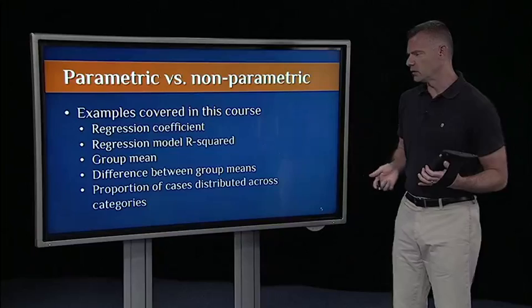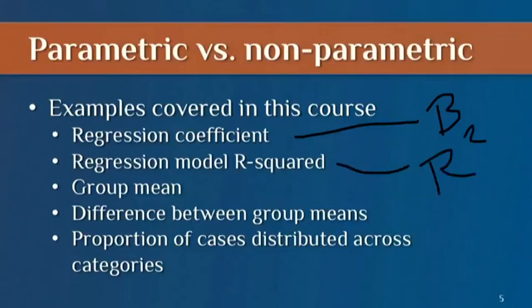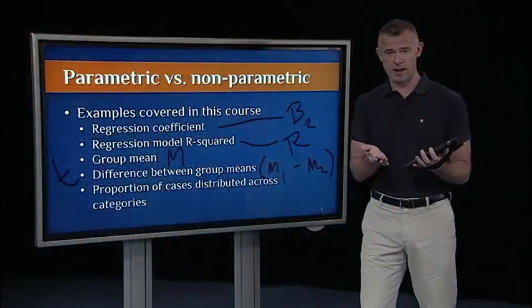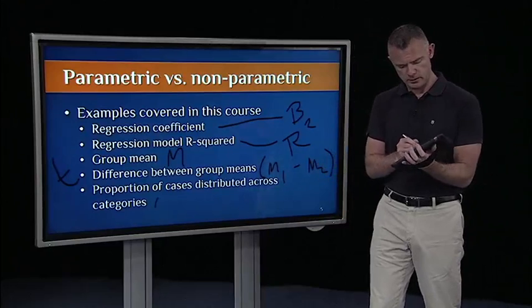So examples covered in this course: we started out with the regression coefficient, so just that B term in the regression model. The regression model R squared. Remember, we could get the proportion of variance explained in the outcome variable by the set of predictors. We looked at group means. We looked at the difference between group means, so I could get a mean for group 1, a mean for group 2, and do the independent t-test, for example. So in each of these cases, we did a t-test. And then we looked at the proportion of cases distributed across categories in the chi-square test, in the goodness of fit test, and in the test of independence. So there we looked at chi-square.